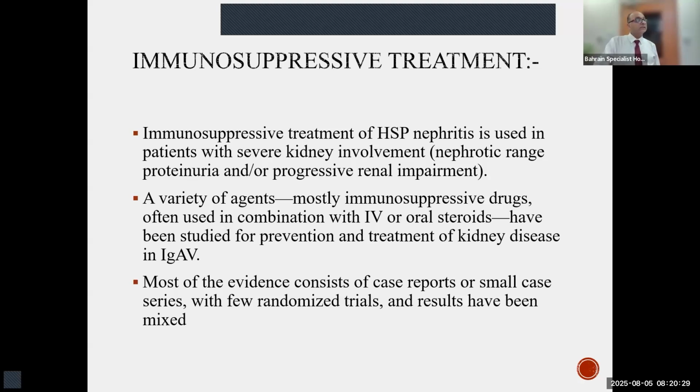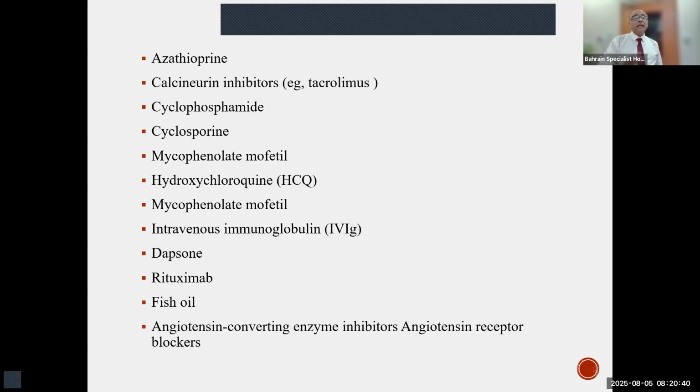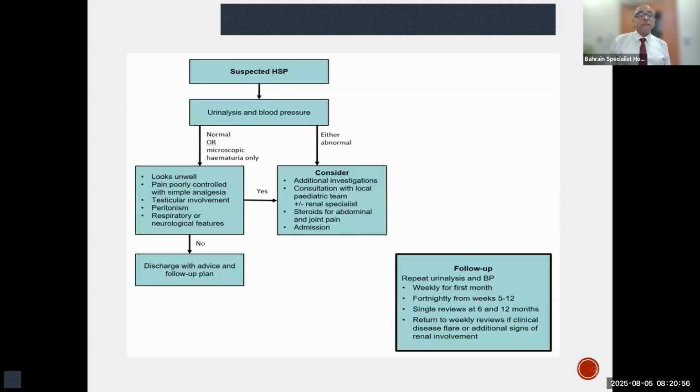Most evidence consists of case reports or small case series with few randomized trials, and results have been mixed. There's no conclusive result on which immunosuppressants should be used. These are the agents they are using: azathioprine, cyclophosphamide or cyclosporin, in combination with IV or oral steroids. Mostly cyclophosphamide has been recommended. I guess my nephrology colleagues can comment on that.